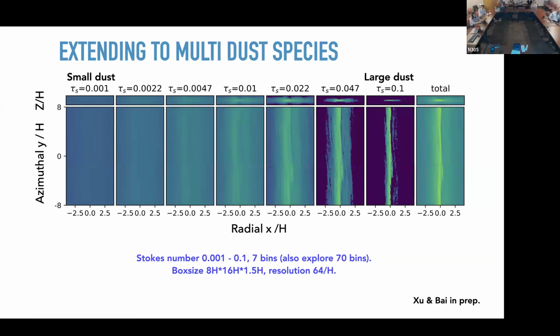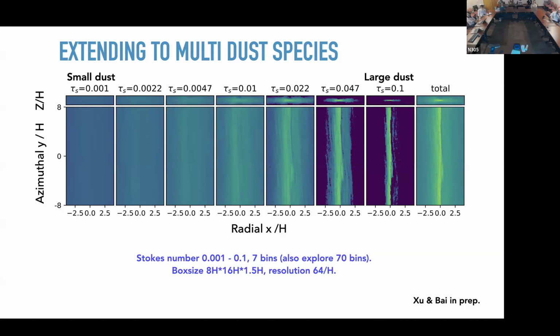Okay, so in the previous one, we only had one dust species with a Stokes number of 0.1, but now we wonder what if we consider different sizes of dust, for both theoretical and observational reasons? We are interested in that, so that's why we extend the previous simulation with multiple dust species. Now we have 7 different dust species. The largest Stokes number is again 0.1, but this time we go all the way down to 0.001. And as you can already see, as the Stokes number goes higher, you have a narrower ring and also a much thinner vertical layer.